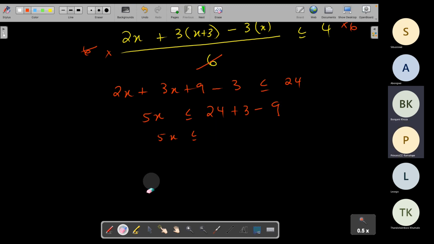What do you get for this? We're getting 18. All of this, 18. So divide by 5, divide by 5. So our x is less than or equal to 18 over 5. And that's our answer, like that. Did we all get this number?